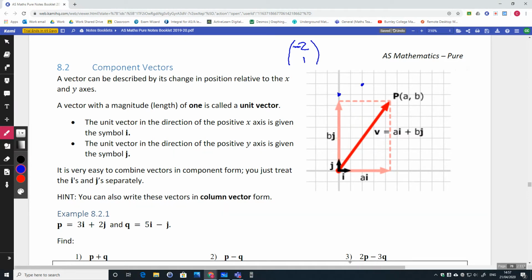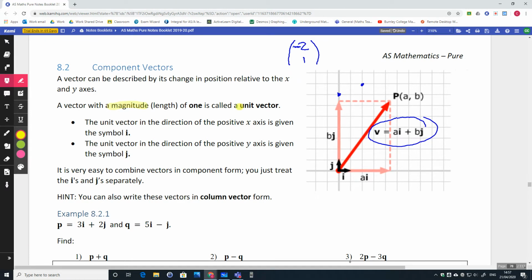So you should have come across this notation before. It's called a column vector. So what we're going to do with component vectors is look at it using this notation where we're representing it with i's and j's in each direction. Important vocab. A vector magnitude, so the word magnitude means length or size. So we know that a vector has a direction and a size, whereas a scalar just has a size.